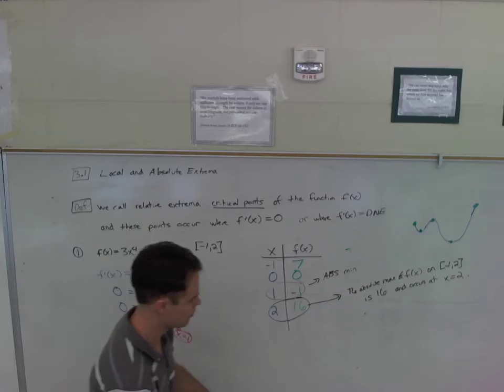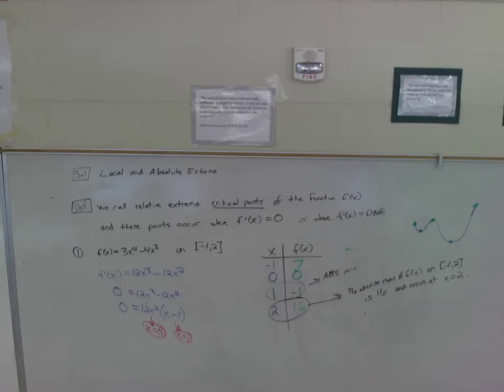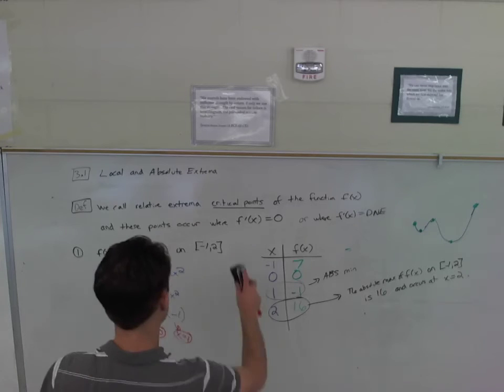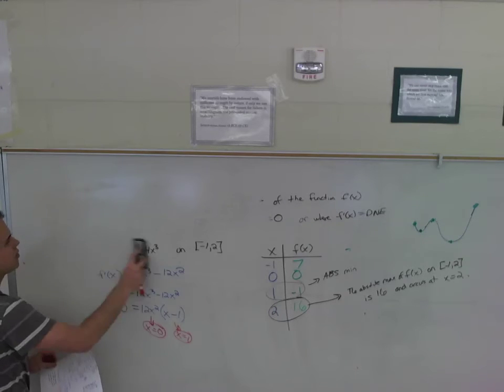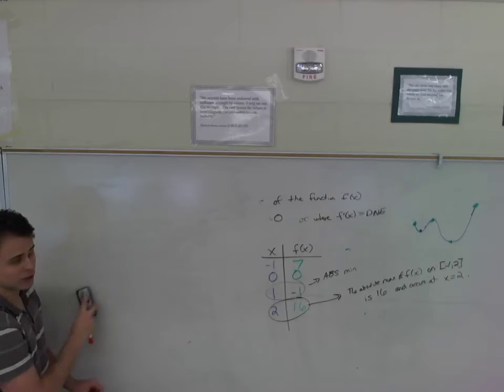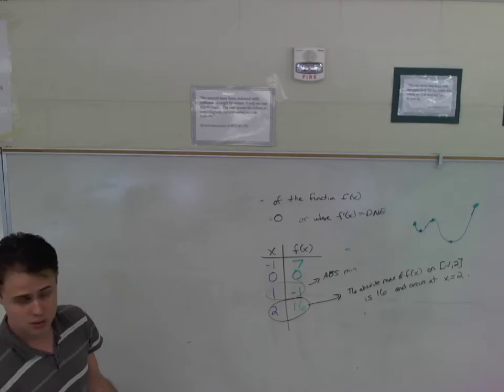Okay, let's do another couple more examples. So we gotta check those endpoints, don't forget your endpoints. If you're looking for absolute extrema, you need the endpoints. Now, if they just say find the relative extrema, do you need to check the endpoints? You do not.